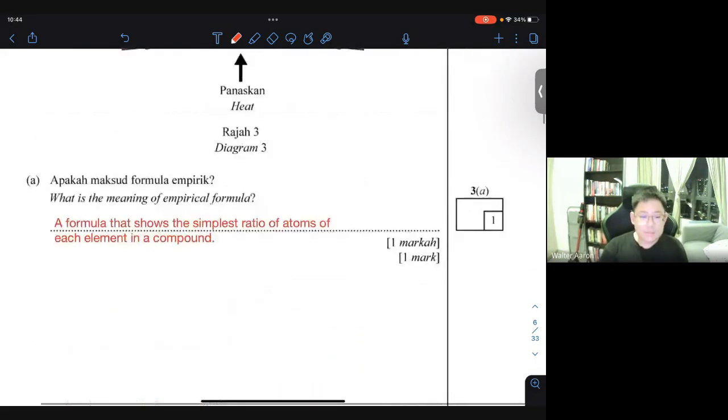So A asks, what is the meaning of empirical formula? So empirical formula is a formula that shows the simplest ratio, okay? It shows the simplest ratio of the atoms of each element in a particular compound. All right, you must have these keywords inside: simplest ratio of the atoms of each element in the compound. Then only you'll be able to get 1 mark. The idea is very simple. Simplest ratio must be inside.